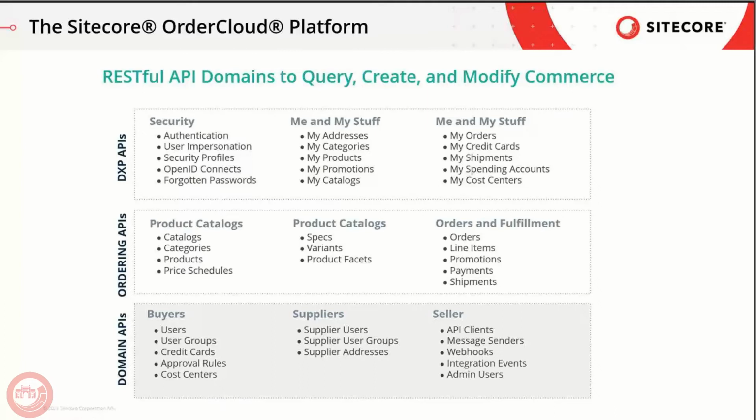Okay. And in summary of the OrderCloud portal, I just would like to show you the different APIs and how they're structured. We have the security, the impersonation is grouped under this DXP APIs, and then product catalogs and products and orders and fulfillment are grouped under the ordering APIs. And then the administrative of the buyers and sellers and the suppliers are grouped under the domain APIs. This is a helpful little screen just to show you the breakdown of what's going on in OrderCloud.